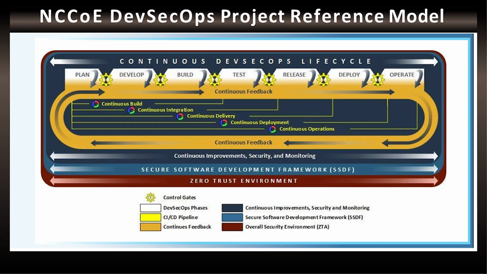The layer of secure software development framework in this model simply represents the implementation of the security practices we are demonstrating in that framework as they are applicable throughout the DevSecOps lifecycle. Finally, the Zero Trust environment layer represents the Zero Trust security capabilities that we will harness to impose least privileged access within the entire environment as an overarching security model.